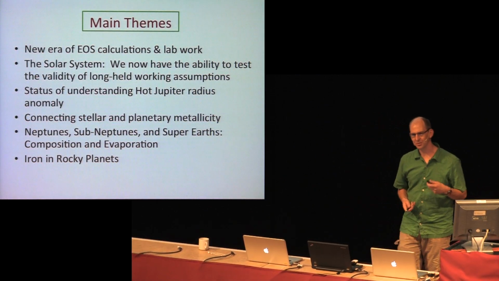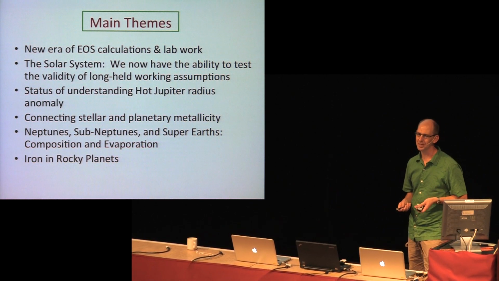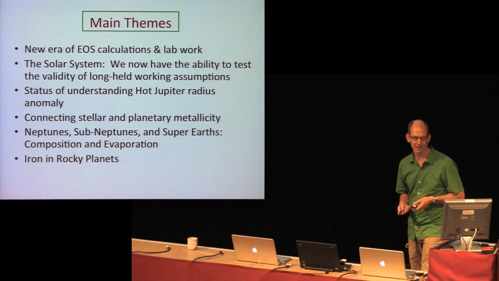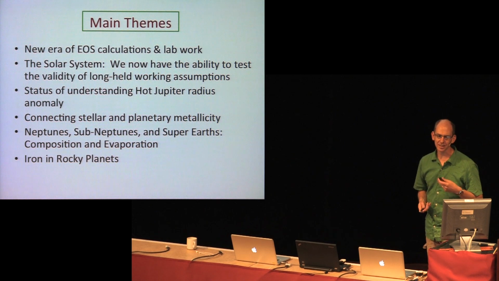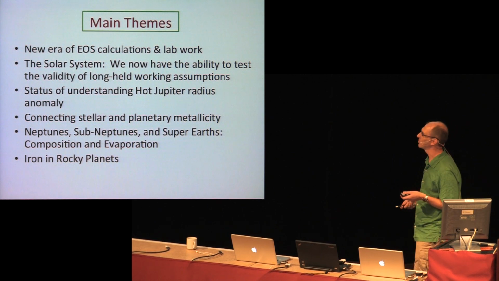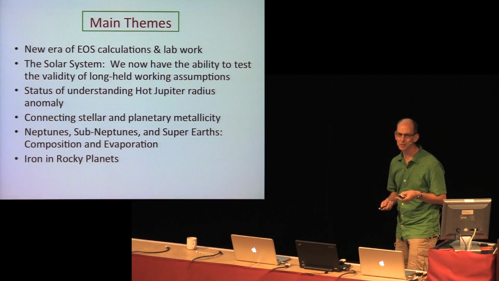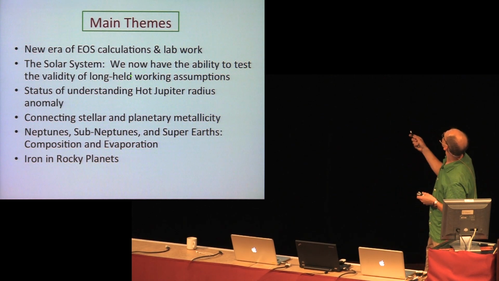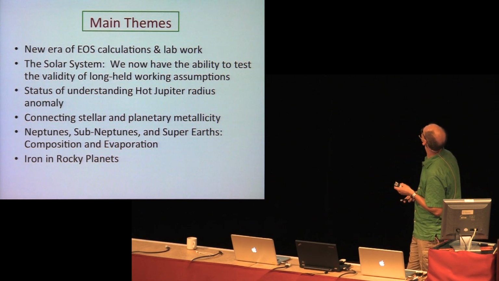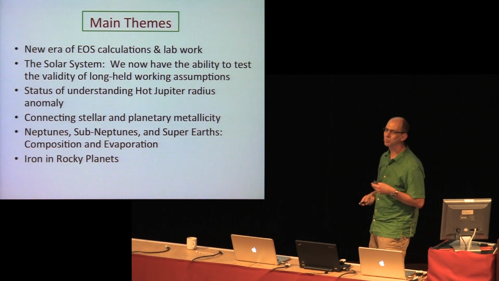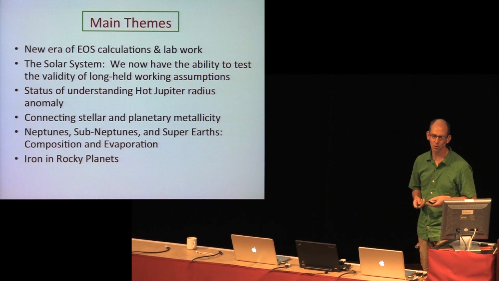Our chapter goes through a lot of points, a lot of details. I'm going to try to hit on all of those to some degree, but some points I won't be able to go into as much detail. Our main themes are that we're in a new era in equation of state calculations and lab work. I'll have one slide on that, looking at the pressure, density, temperature relations that we use to model planets. In the solar system, one of the key things is that we now have the ability to look at some long-held working assumptions that we've used in the past. We can test our previous working assumptions to see if they hold or not.